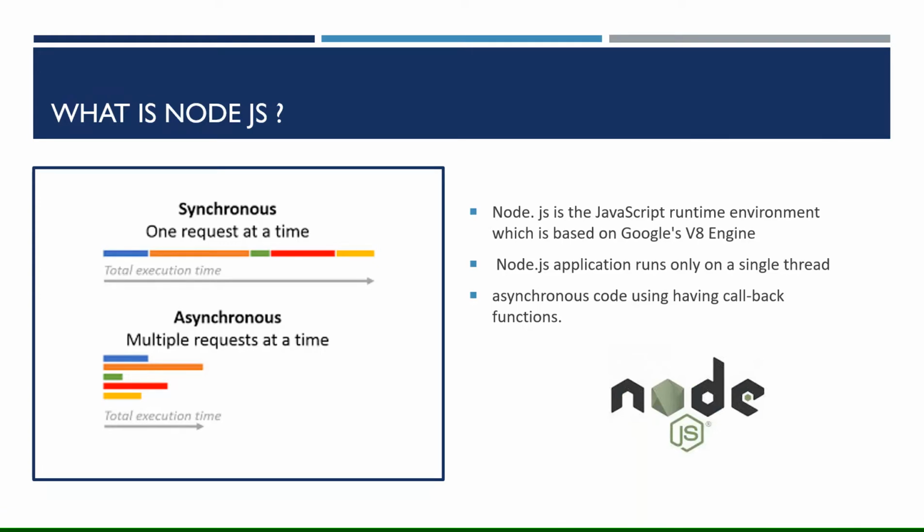So we'll start with what Node.js is. Node.js is a JavaScript runtime environment based on Google's V8 engine. It basically allows us to run JavaScript. The Node.js application runs only on a single thread, but using asynchronous code, we can have callback functions. This allows us to run multiple blocks of code on a single thread.